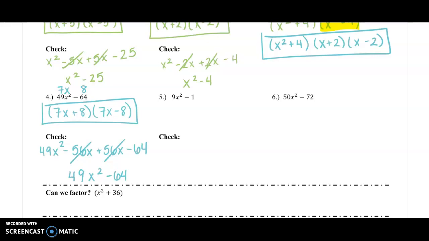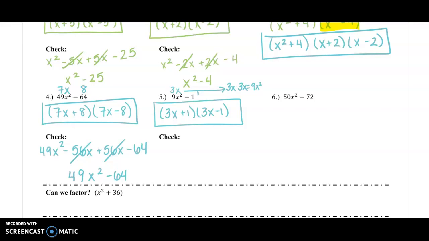Let's go ahead and look at number 5 now. Same thing here. 9 is a perfect square. Square root is 3. Square root of x squared is x. Because again, just to make sure we're understanding this, 3x times 3x would give me 9x squared, which is what I want it to give me. Now what about 1? 1 is a perfect square. The square root is just 1. 1 times 1 gives me 1. So I would write this out: 3x plus 1 times 3x minus 1. That would be my answer.